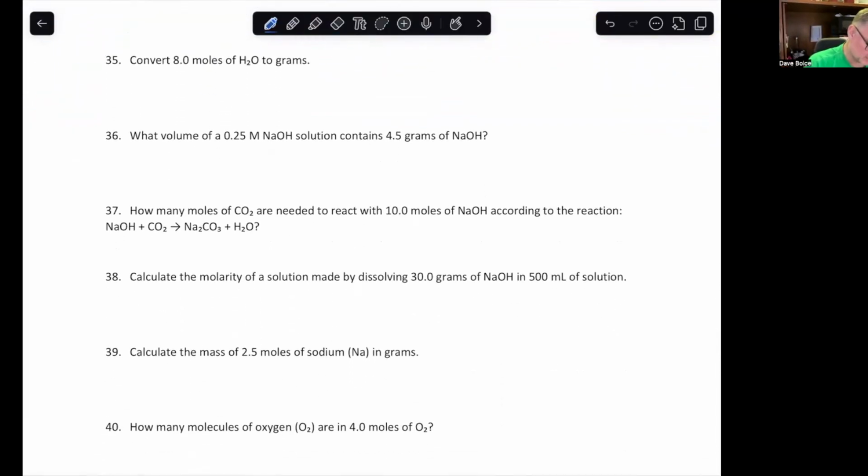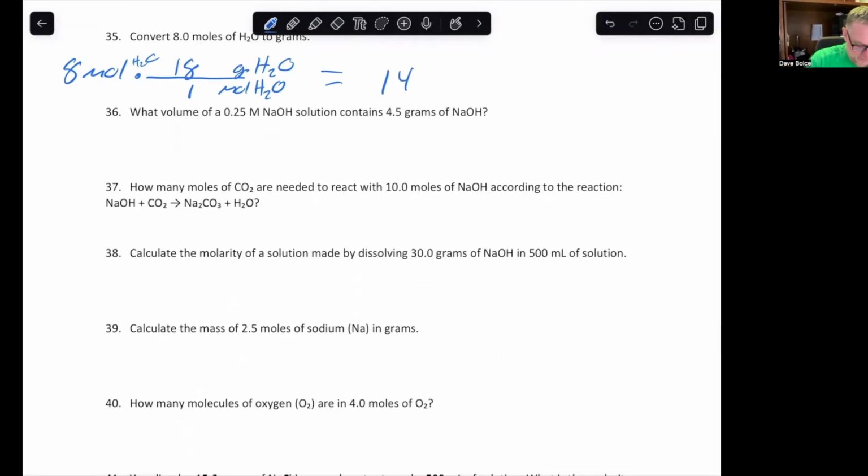Okay, 8 moles of water into grams. We're an expert at this point. We can do this. So moles of H2O to grams of H2O, and 1 mole is equal to 18 grams. So 8 times 18 equals 142 to 145 grams of H2O.